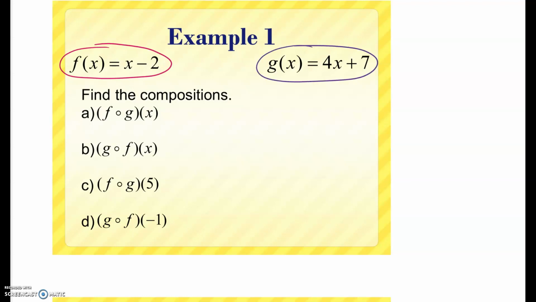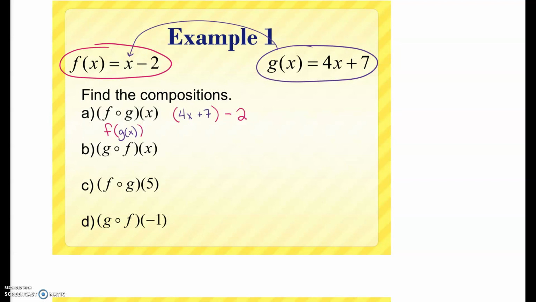So f of g of x means f of g of x. So I put the colors in there. We are going to take the purple function, 4x plus 7, and put it in place of the x in that f function. So in the f function, we have something minus 2. We are going to put that entire g function in place of the x in the f function.